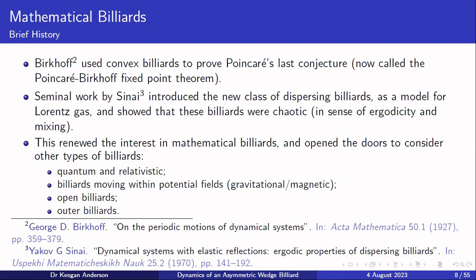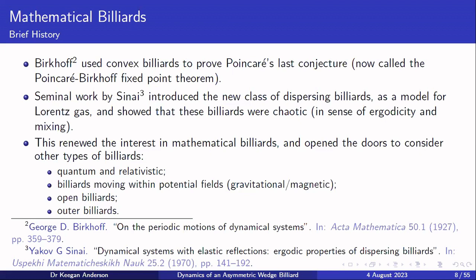Then authors continued studying convex systems and trying to find results about them. But there was a seminal work in 1970 by Sinai, who introduced a new class of systems called dispersing billiards, also as a model for the Lorentz gas. I'll illustrate this a bit later when we look at some examples. This class of billiards was shown to be chaotic in the sense of ergodicity and mixing, which was quite a novel result. And this paper by Sinai actually renewed the interest in mathematical billiards, and it's still an ongoing open research area.